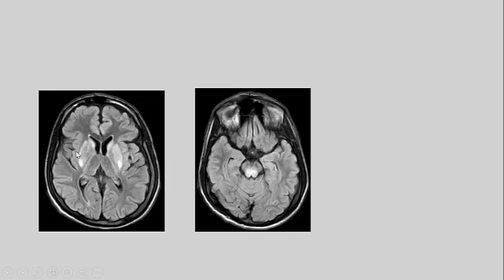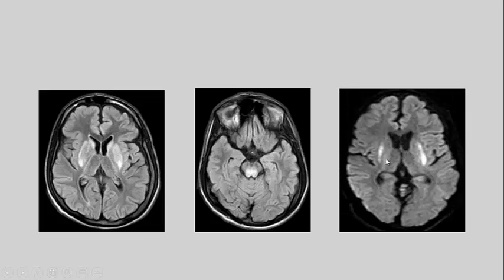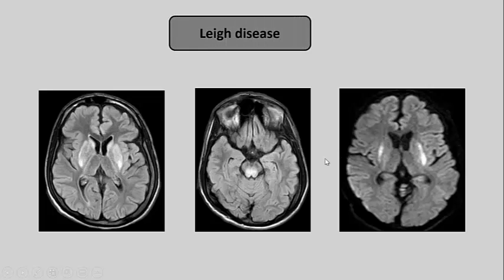Another patient with Leigh disease here. This is an older child who is maybe 5 or 6 years old, and there is bilateral symmetrical caudate, lentiform and also dorsal midbrain involvement, which is a very characteristic location, and also diffusion restriction on DWI. Another patient with Leigh disease.